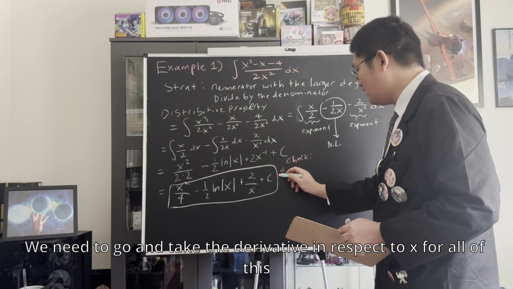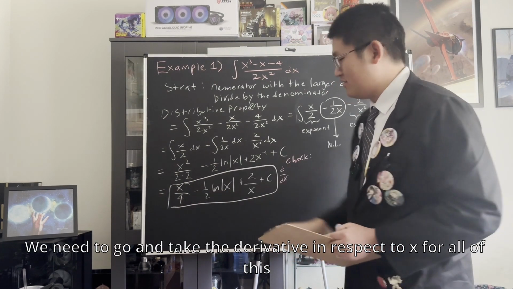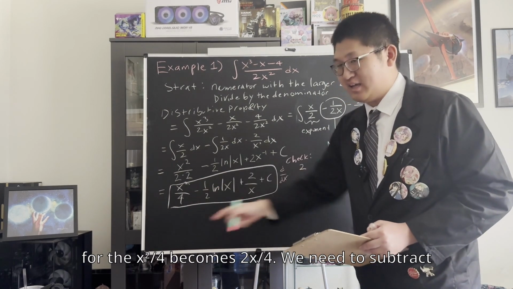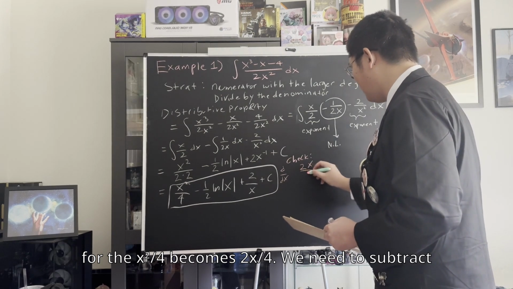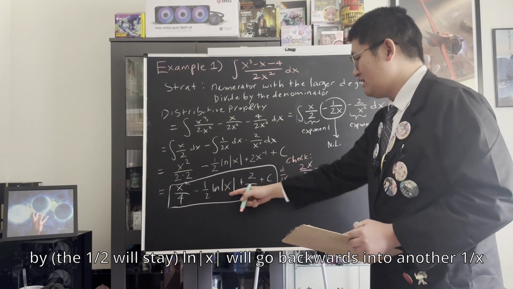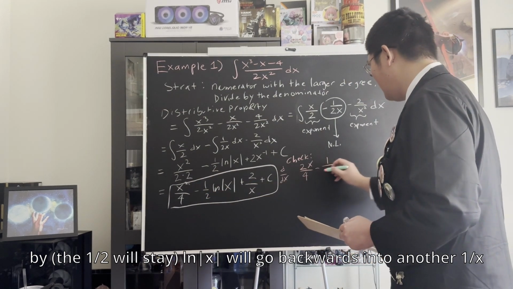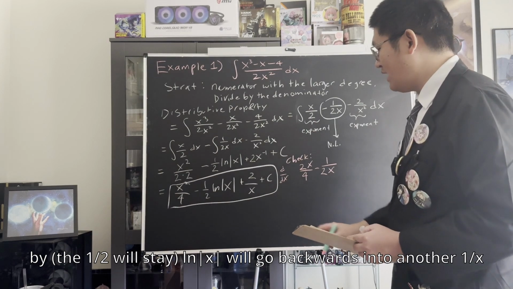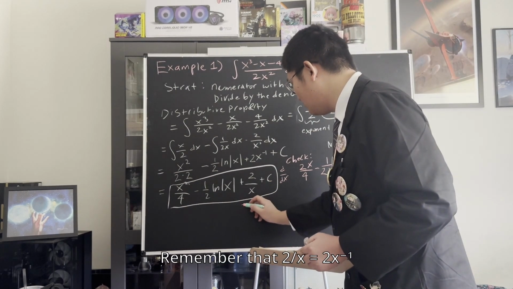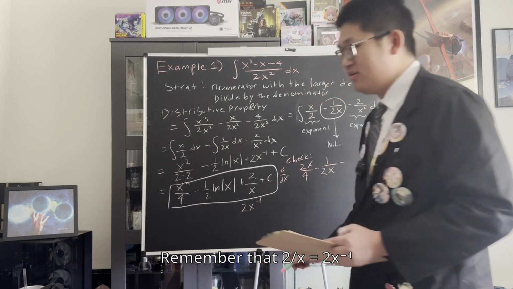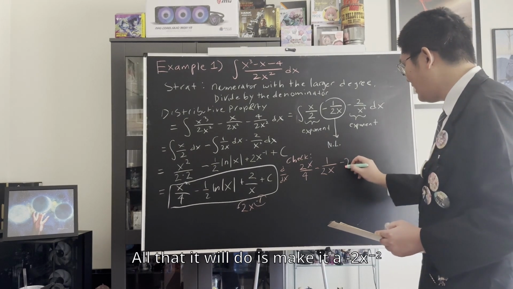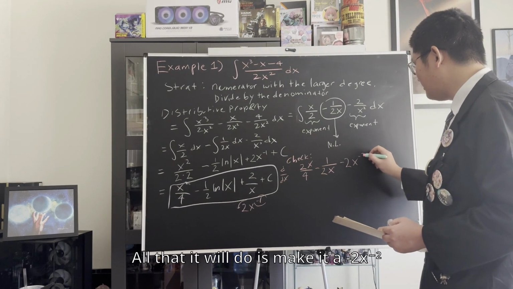We need to take the derivative with respect to x of all of this. Our check is that we bring down the 2 with the power rule for the x squared over 4. It becomes x over 4. We need to subtract, and the 1/2 will stay. The natural log of x will turn into 1 over x. And lastly, the 2 over x. Now, this one's going to be a little bit tricky. Remember that 2 over x is 2x to the negative 1 power. So by bringing this negative 1 down from the power rule, all that it will do is make it a negative 2 with an x to the negative 2 power.